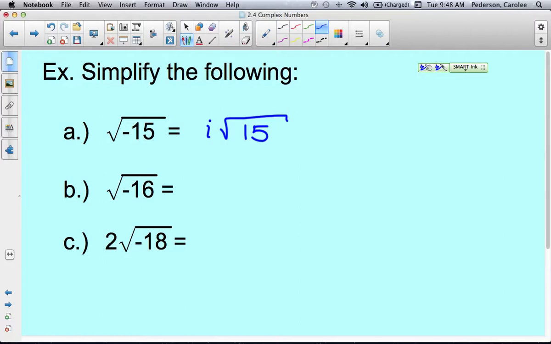If I go on to question B, how can I reduce that? Can I do this? i square root of 16 and then leave that alone? No. Square root of 16 is 4. Or rewrite 16 as 4 times 4, and then you're pulling off that 4. So your final answer in this one is 4i. Because square root of 16 is 4.